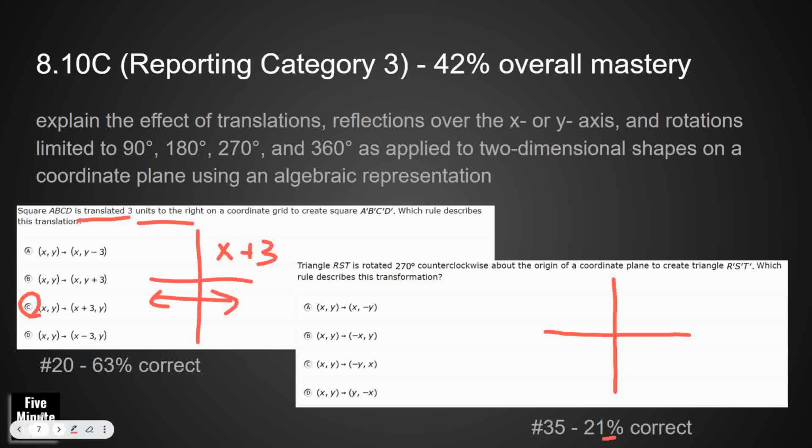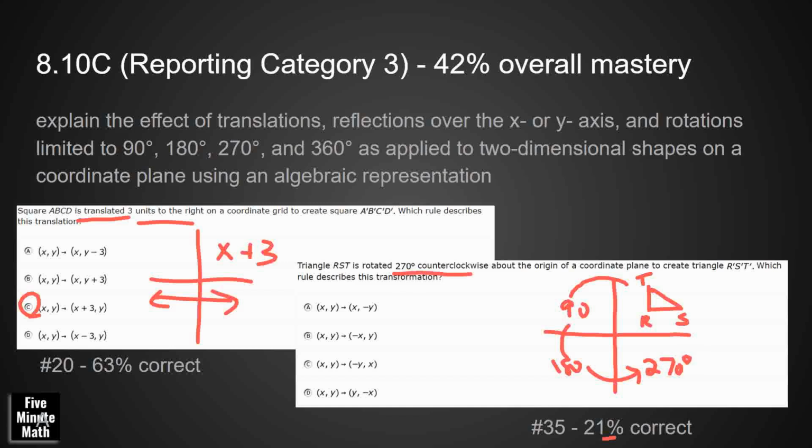What are we doing? I'm going to put a triangle right here. Let's just say RST. And we're going to rotate 270 degrees counterclockwise. So counterclockwise, that's 90. That's 180. That's 270. So here's the first thing that our students need to remember. 270 degrees counterclockwise is basically the exact same as a 90 degrees clockwise.